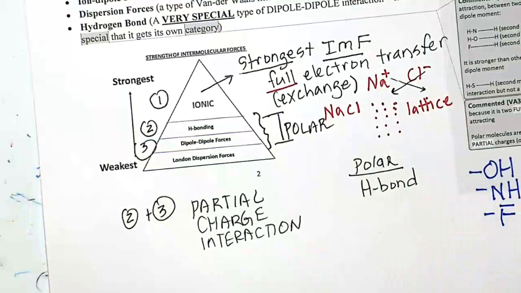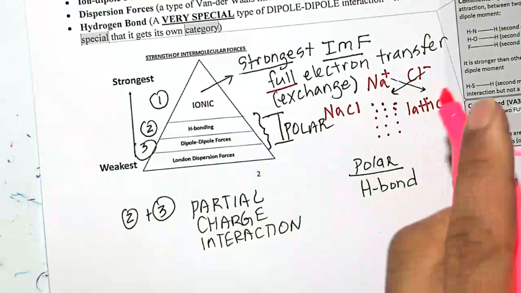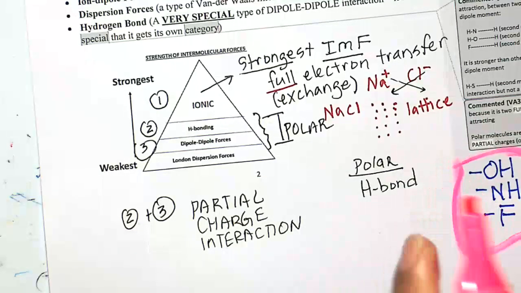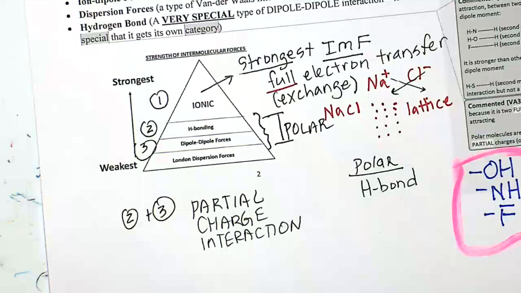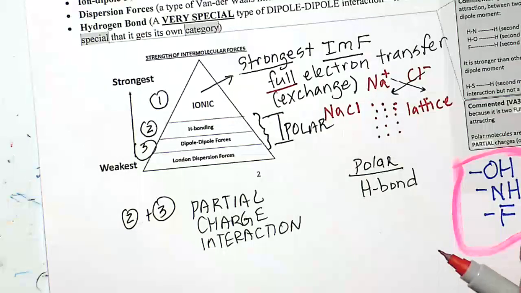So when you find OH, NH, or F on a molecule, you should think hydrogen bonding. You see OH anywhere in the molecule, NH anywhere in the molecule, F, fluorine, anywhere in the molecule. I teach biochem. We really don't see fluorine a lot in biochemistry, but OH and NH, yes.